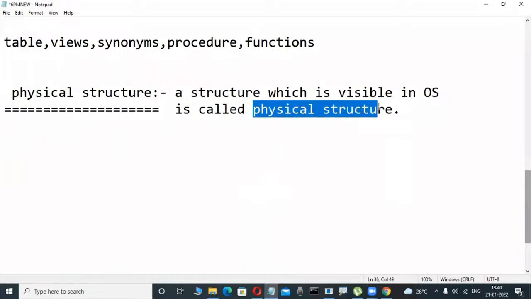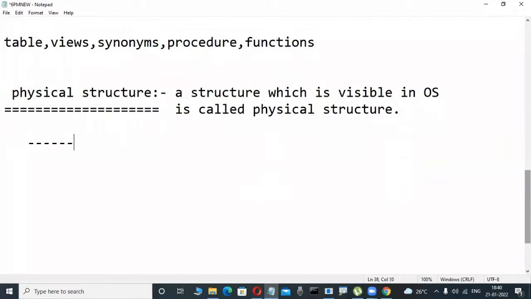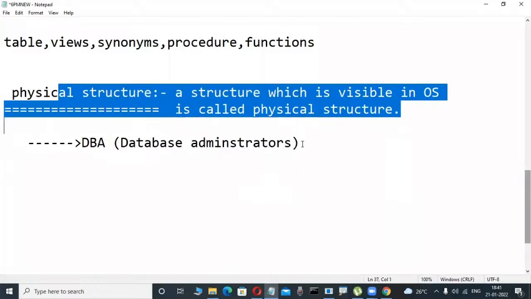But the physical structure is not what you or I work with. Some different type of persons work with it: the DBA, the database administrator. In a project, there are other types of persons working with the database, but the database administrators work only in the physical structure.